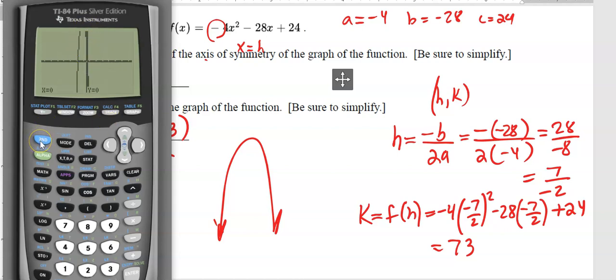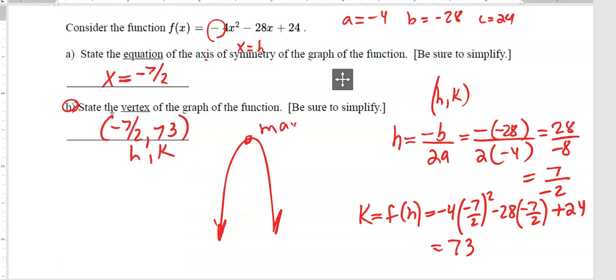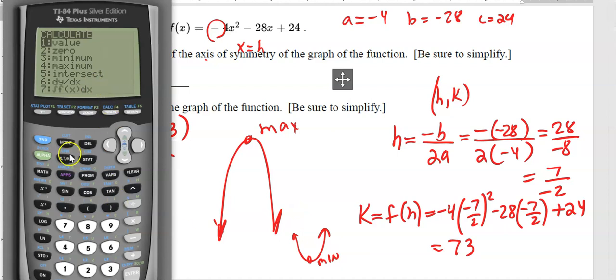So if I want my vertex and I want to do it with the calculator, I say second trace, and that's going to be a maximum. When my parabola is pointing down, this is going to be a max, right? If it had been pointing up, you see this is the minimum point, right? We don't have that though. We have a maximum. So I'm going to choose 4. It's important to choose the right one.